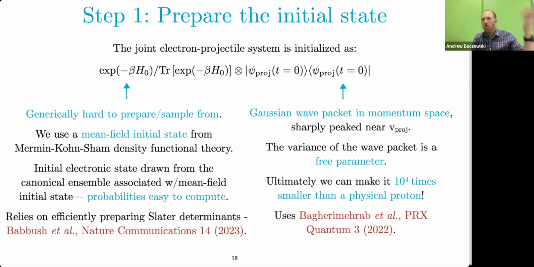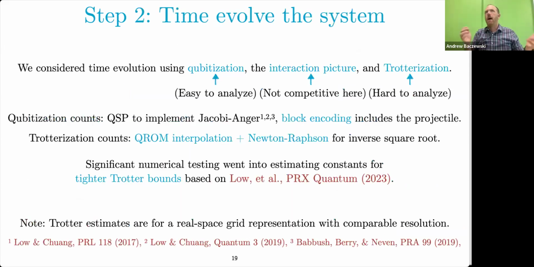So again, thermal states on the electronic subsystem, and a Gaussian state representing the wave packet of some proton moving through our system on the projectile subsystem. That's the initial state. Now we need the time evolution of all of that.